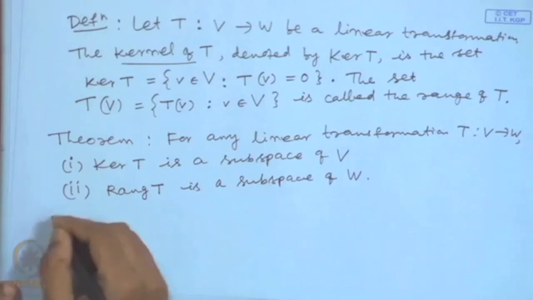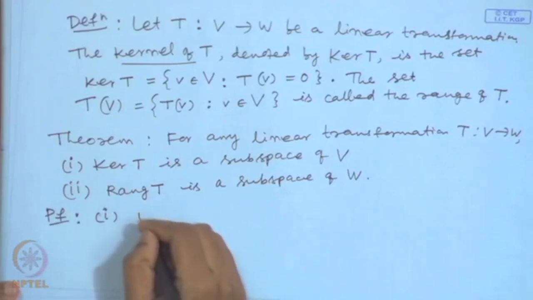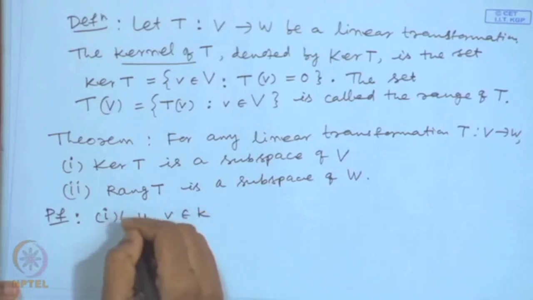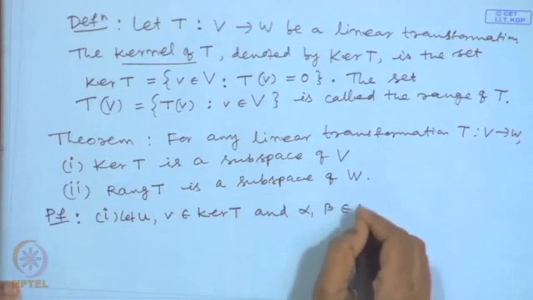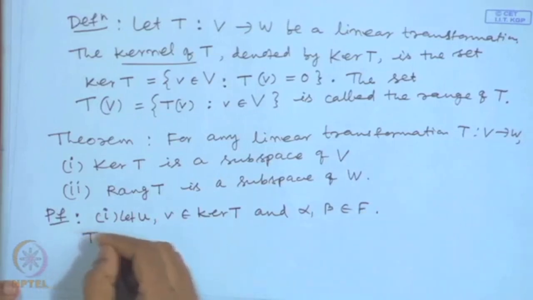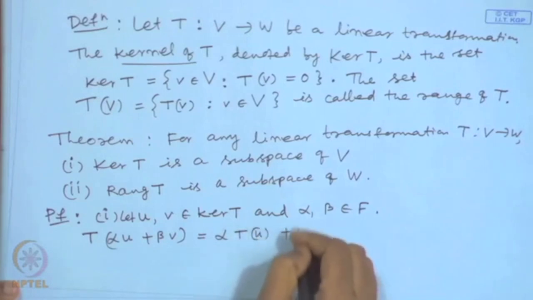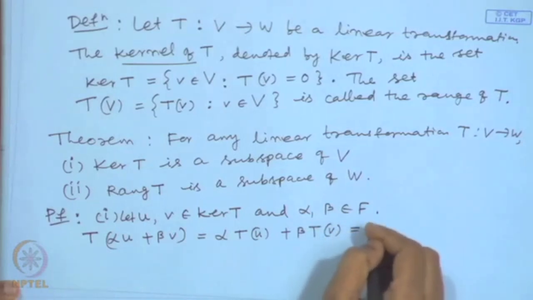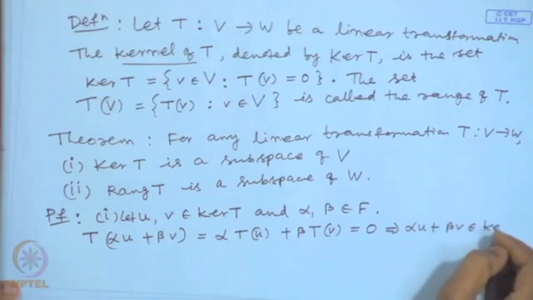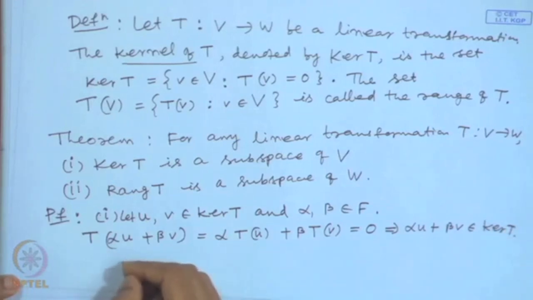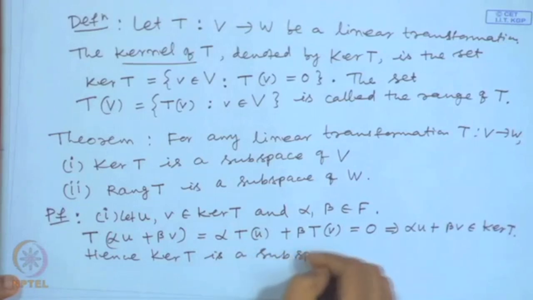In fact, we can also briefly give a proof of this. The first one: let u and v belong to the kernel of T, and alpha, beta come from the field F. So T of alpha u plus beta v is equal to alpha times T u plus beta times T v, which is equal to 0. So this implies that alpha u plus beta v belongs to the kernel of T, and hence the kernel of T is a subspace of V.